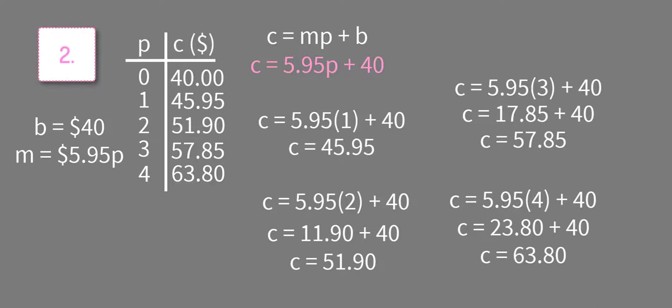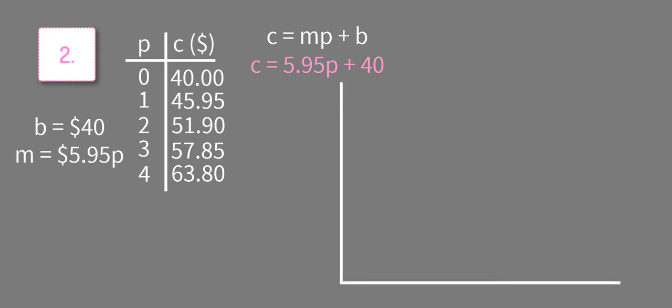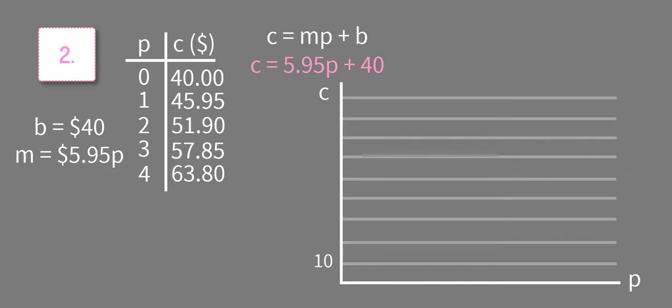Now we're asked to graph this in a coordinate plane, and technically we don't need any of the negative, just because, well, you can't have negative numbers of channels. So this is going to be P, which is our number of channels. This is going to be C, which is our cost in dollars. And our costs range from 40 to 63.80. So let's go ahead and we'll make each one of these tick marks be 10. And then we'll have our premium channels out here with 1.